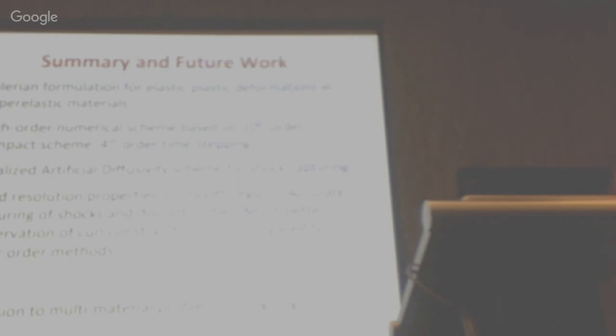So to summarize, we have an Eulerian formulation for elastic plastic deformations in hyperelastic materials, which covers solids, liquids, and gases. And we use a high order numerical scheme based on 10th order compact schemes and 4th order time stepping. Shock capturing is attained by using a localized artificial diffusivity scheme, and we've examined how well that extends from gases. And what we've tried to demonstrate is that we get good resolution properties in smooth regions, accurate capturing of shocks and discontinuities, and much better preservation of the curl constraint, which is important in solids.